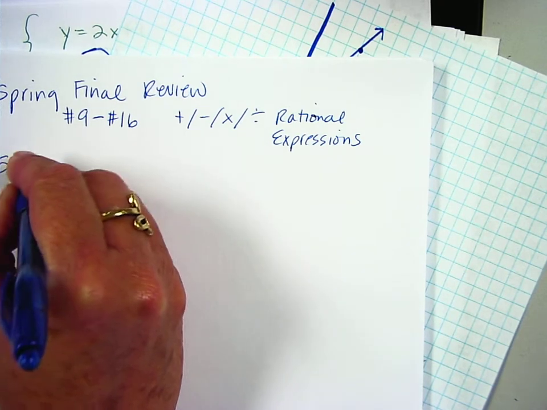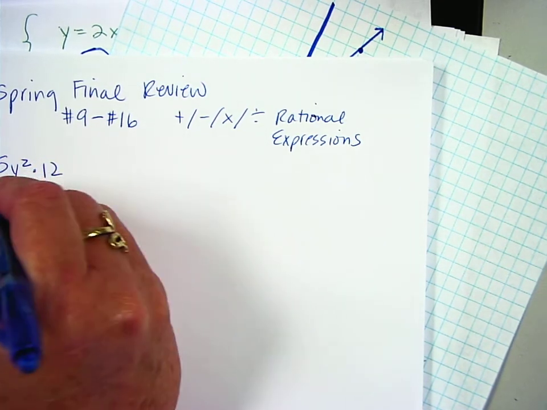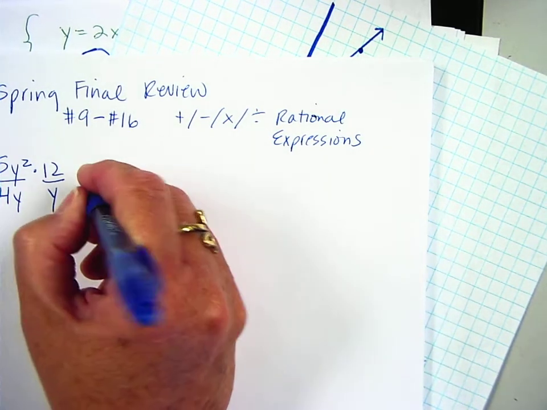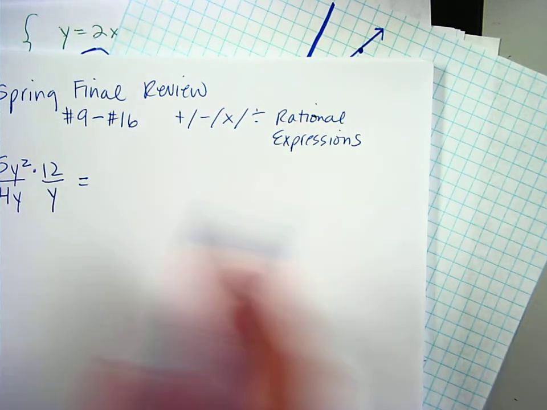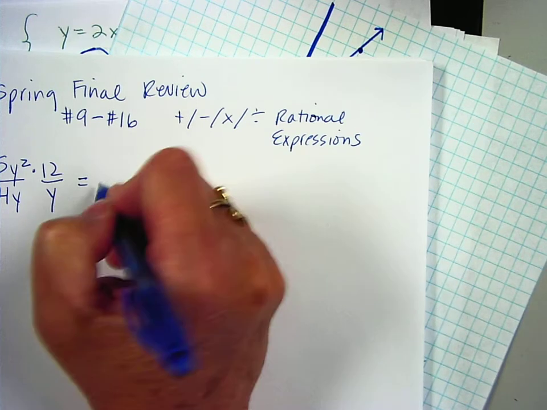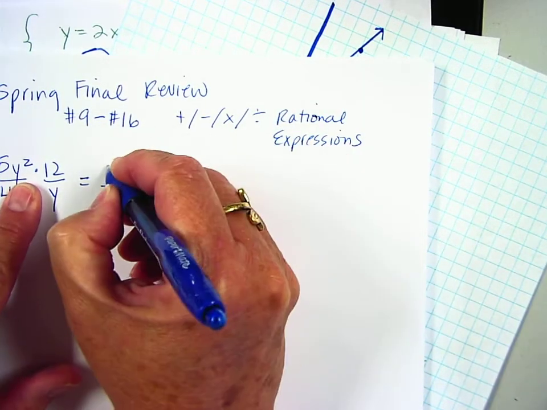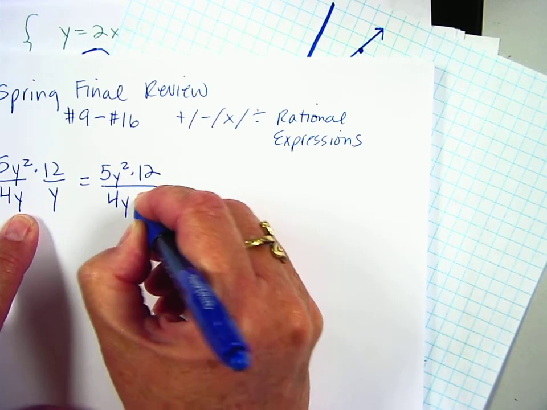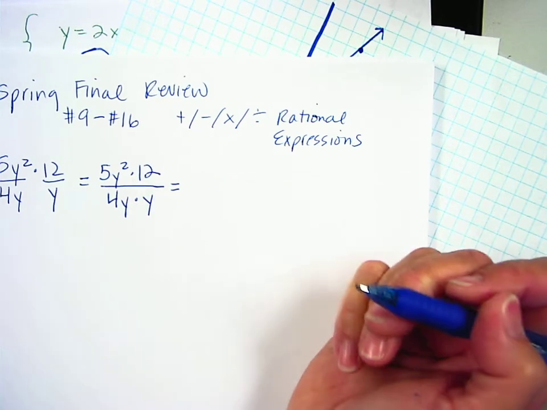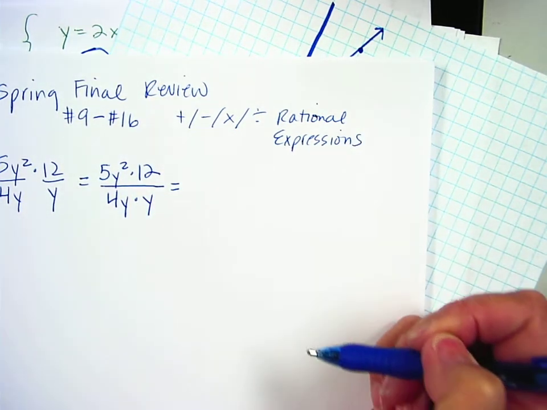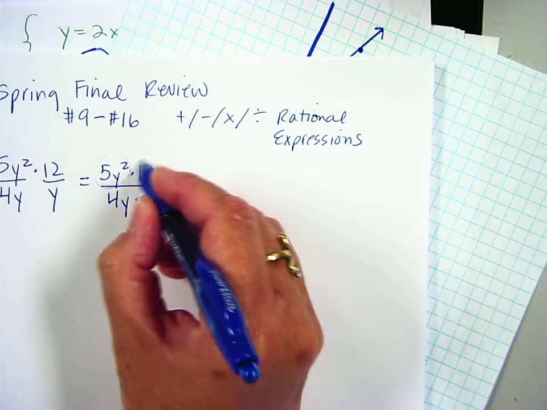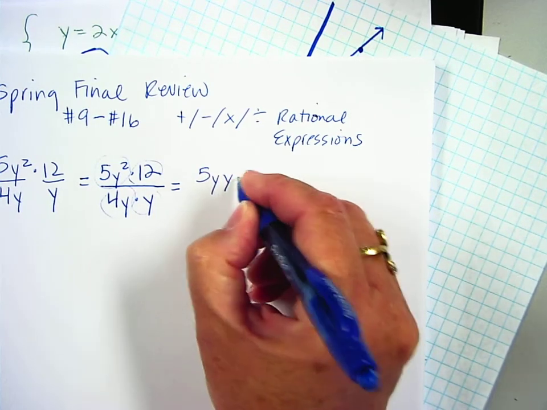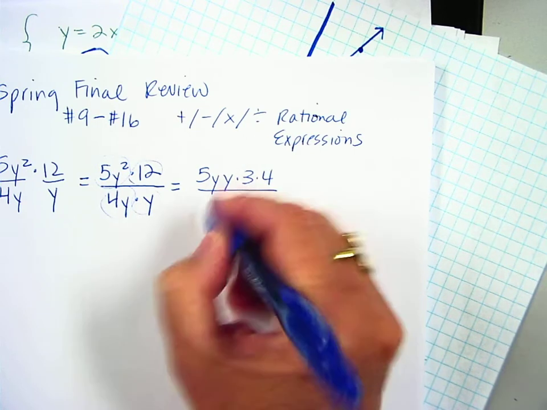So 5y squared over 4y times 12 over y is your first problem. Now, when you multiply fractions, you multiply straight across and simplify. So here's what I'm going to do. I'm going to multiply straight across. Remember, you don't need a common denominator. That's for adding and subtracting. Now, do you see any addition or subtraction signs? I don't. That means this is a monomial and this is a monomial. This is all multiplication, so we can just break it apart, factor it so easily.